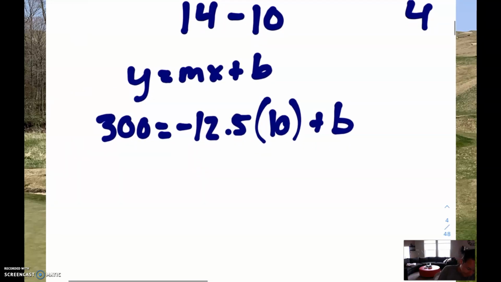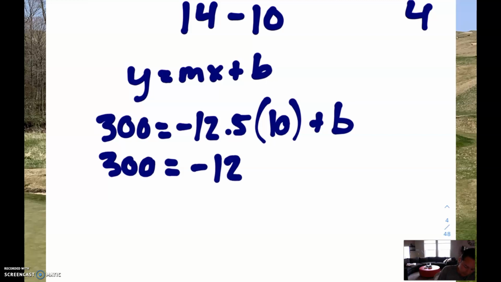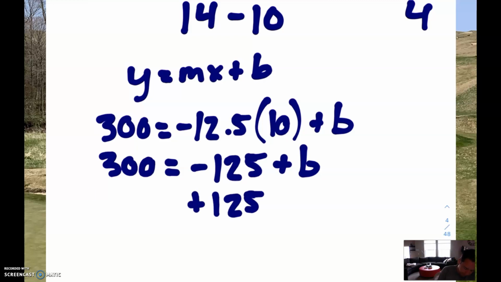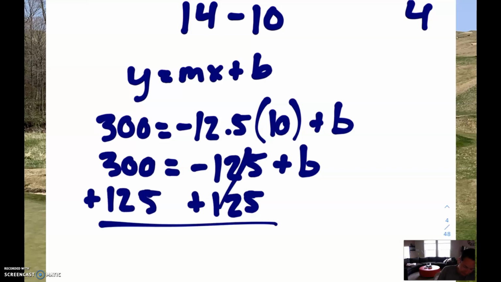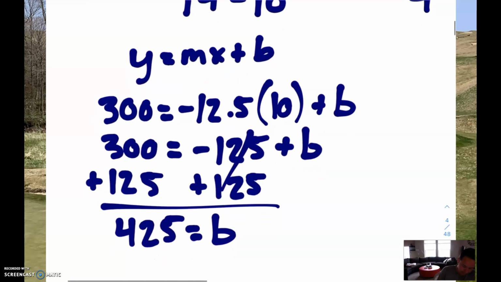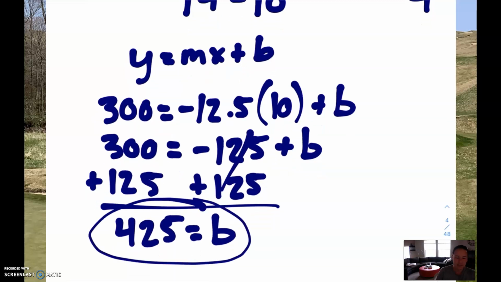We're going to simplify next. So we get negative 12.5 times 10 is negative 125. And then, finally, if we are trying to get b by itself, let's move that minus 125. We're going to plus 125 to both sides. And that gives us a b value of 425. There's your y-intercept, 425.